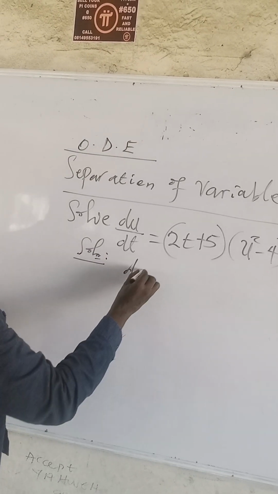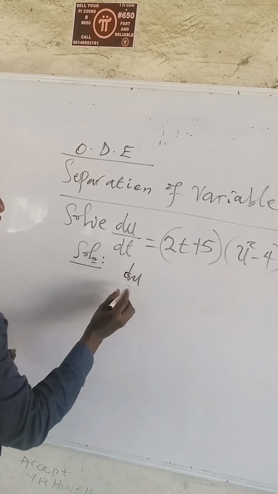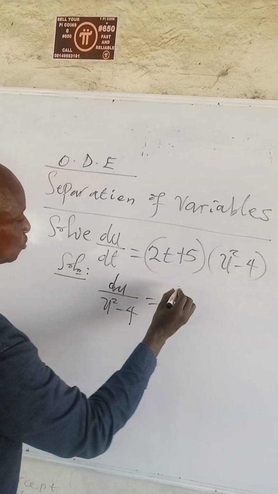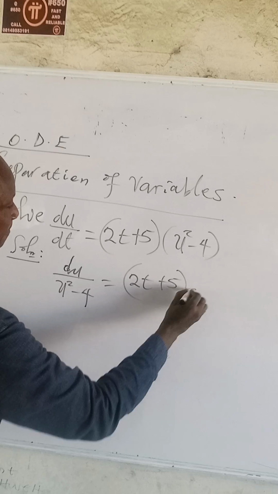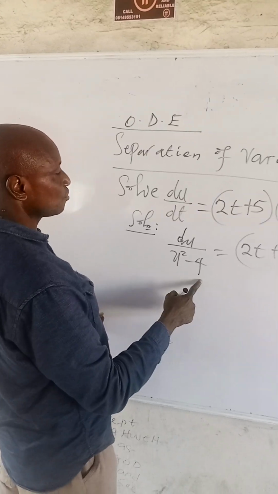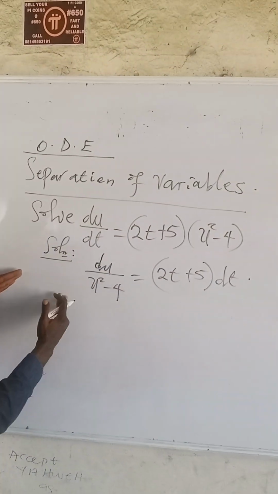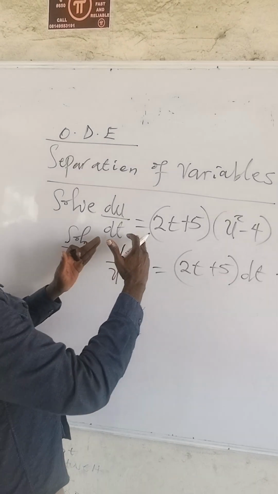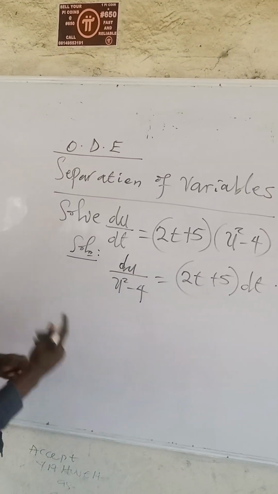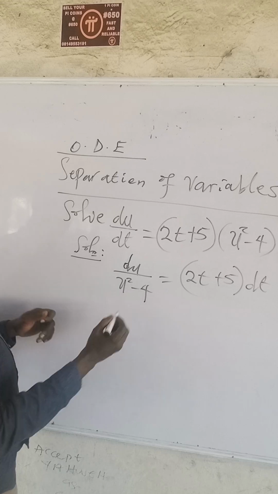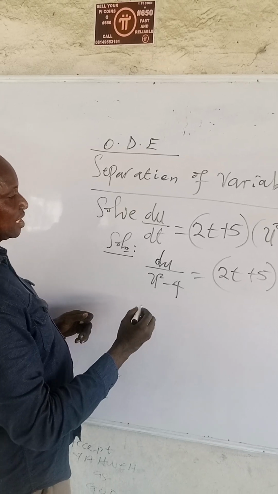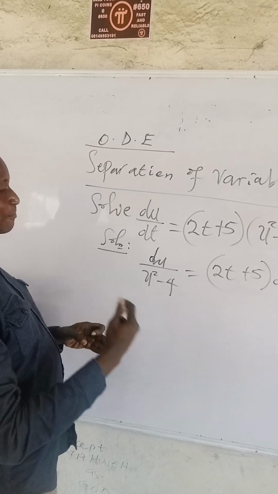du divided by u squared minus 4 is equal to (2t plus 5) multiplied by differential dt. Then, when you have du over u squared minus 4, because this is variable gathering, by the time the variables are brought together, the u variable here and the t variable here, you introduce integration. The methodology of solving in the separation of variables technique is integration. It is integration that supports the separation of variables technique.